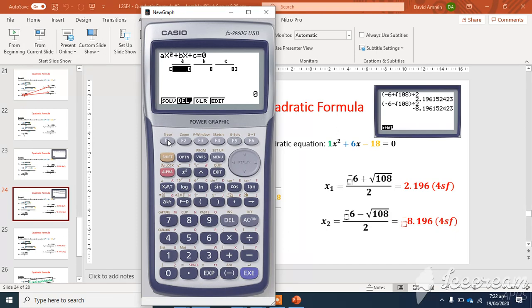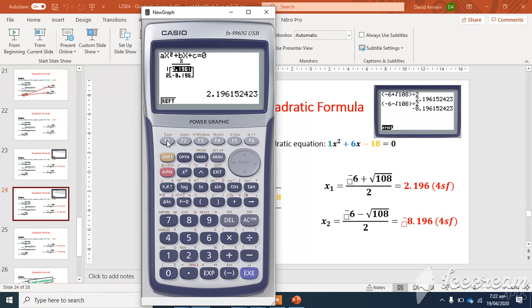Now all we need to do is type in the values of A, B, and C. Now we worked out the value of A was 1, the value of B was 6, and the value of C was negative 18. So we just need to type in 1 for A, 6 for B, and when you type it in, you can push enter or this execute button to store it into memory, and negative 18. And then we're going to solve it. To solve it, we're going to use this function here, solve, which is the first function, which aligns with F1.